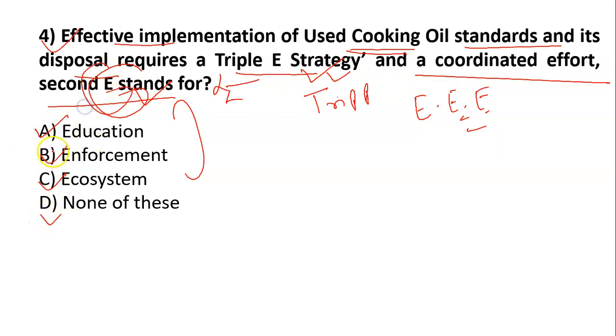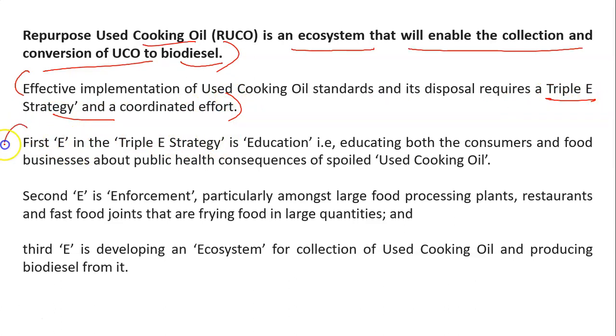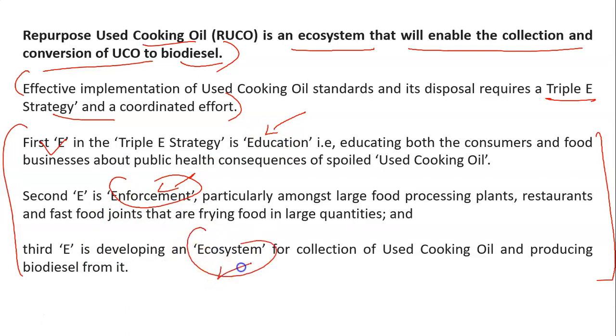He's talking about the second E, right? So we will see, actually this is part of the Repurpose Used Cooking Oil, which is an ecosystem that will enable the collection and conversion of UCO to biodiesel. For effective implementation of this used cooking oil standard and its disposal, a triple E strategy and coordinated effort is required. So under this triple E strategy, first E denotes education, second denotes enforcement, and the third denotes ecosystem.